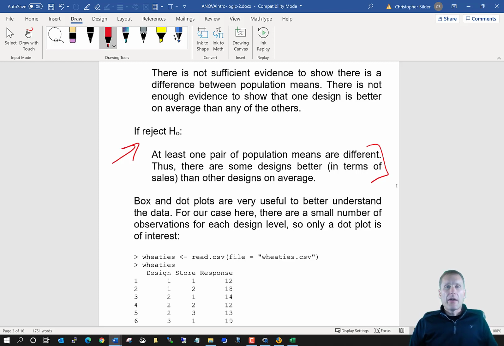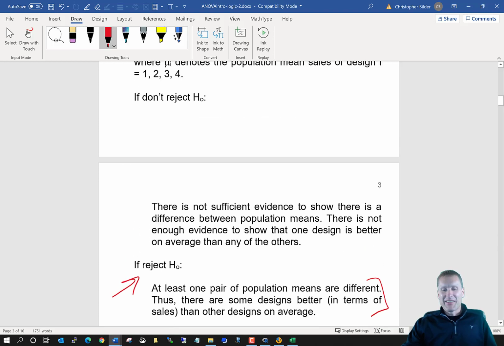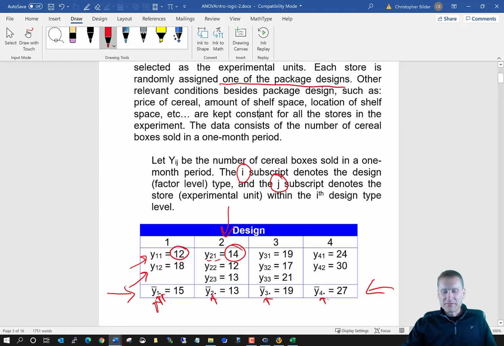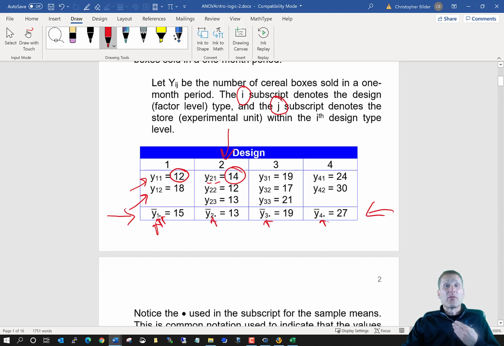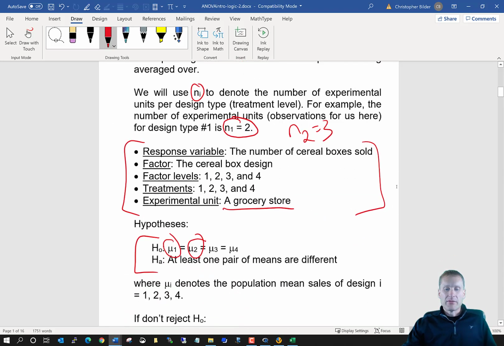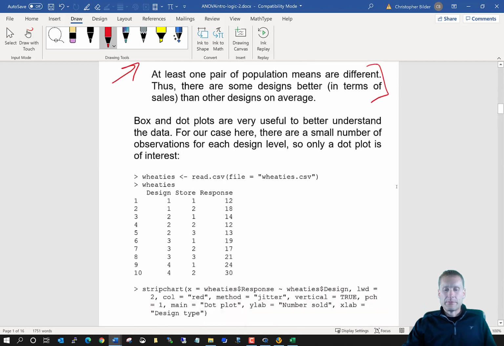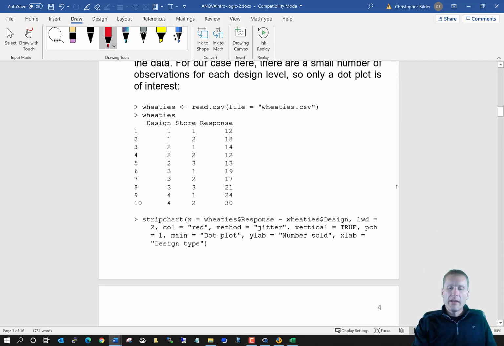So whenever you have a data set like this, or you go out, perform the experiment, and collect your data, we've already seen the data in this particular table. Once you have that, you want to get the data into R, and the first thing you should do is some plots. So let's go ahead and do that. My data is in Wheaties.csv. It's a comma delimited file. I put it into an object called Wheaties. And here's my data. We've already seen it.